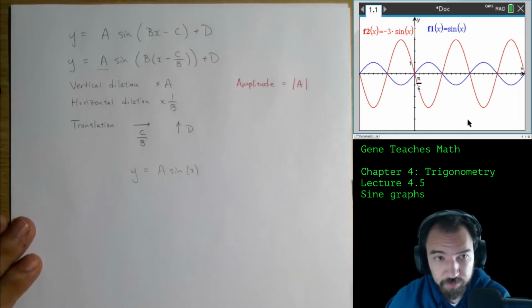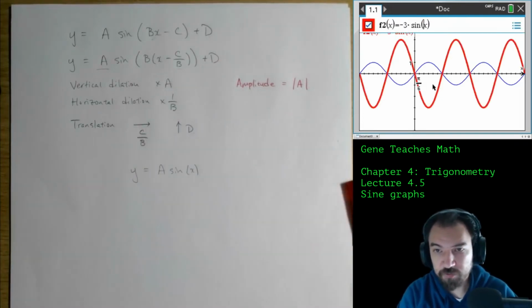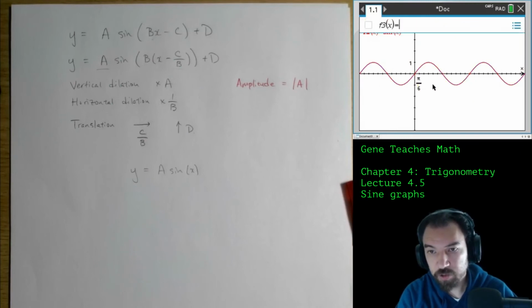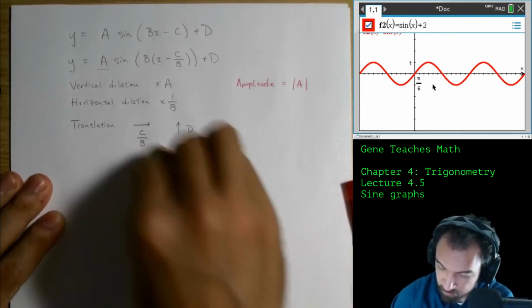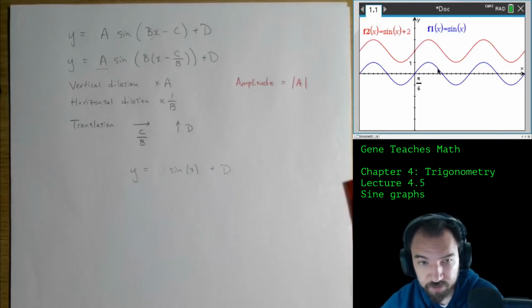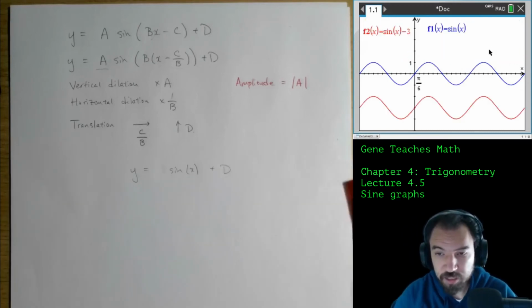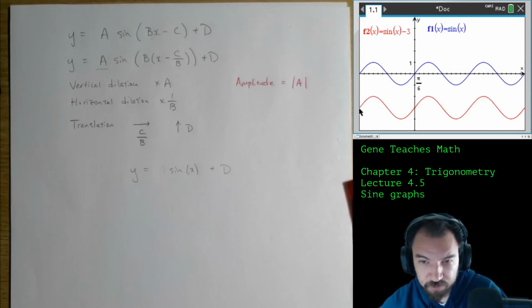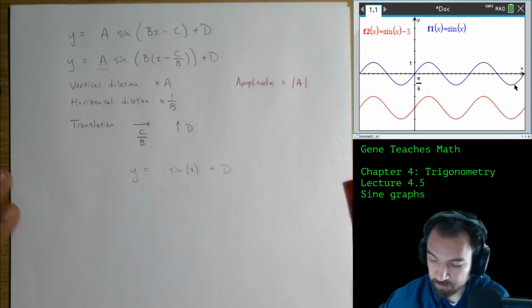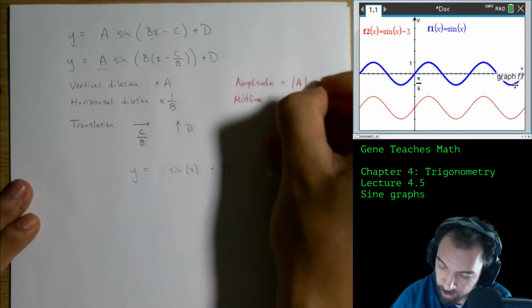Okay, so then what about the midline? So if we take this vertical shift, then that should shift the graph up or down. We're going to consider a plus 2. Okay, so instead of having a sine of x now, I'm just going to write sine of x plus d. So if I do plus 2, I've shifted the entire graph up by 2, so the middle line now goes through y equals 2. If I change that to a negative 3, then my midline now goes down to y equals negative 3, and that's right through the center of the graph. Okay, so the midline is just y equals d.